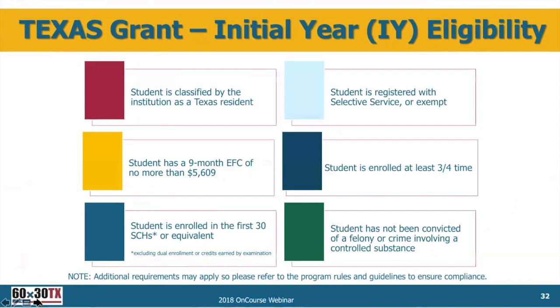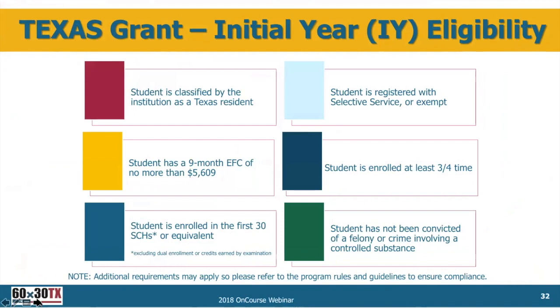The only real difference on this slide is that a student must be enrolled in at least 3/4 time. And that is very important because that could eliminate the student from being in the program. Texas Grant does not allow any student less than half-time to receive money.